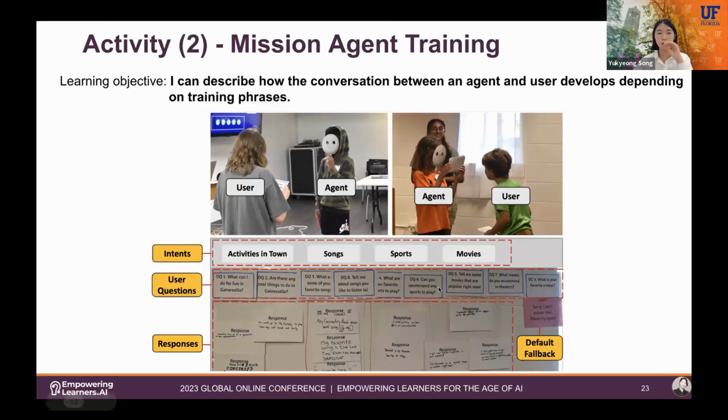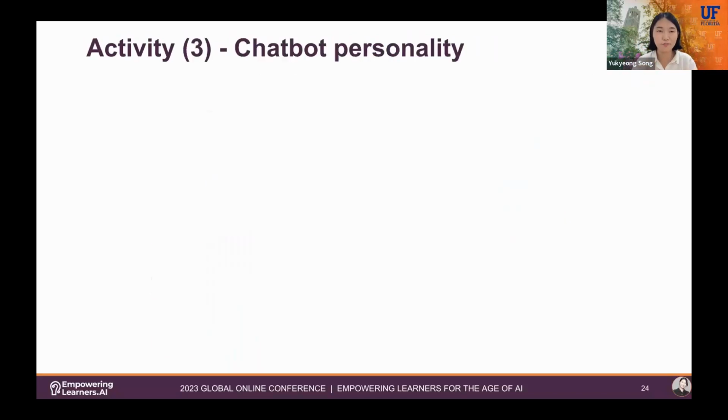After that, we classified those user questions and the responses in order, and we have those intents to classify those questions and the responses, so nicely organized. And in the third round, the user and the agent have a nice natural conversation. So this is how they learned about how a chatbot learns from the data.